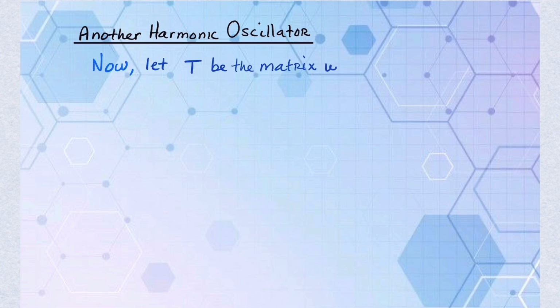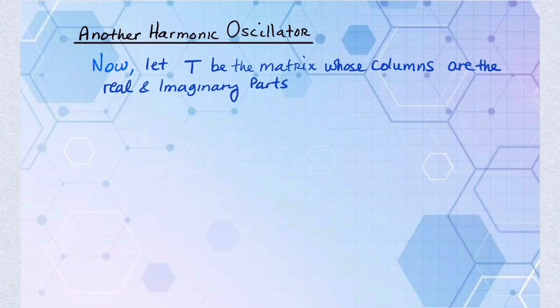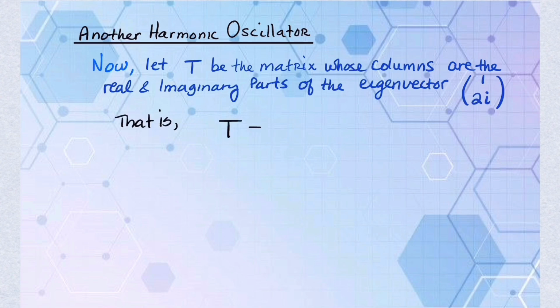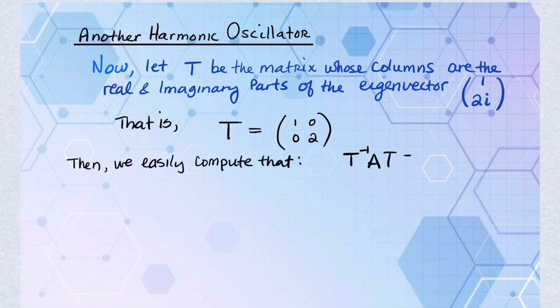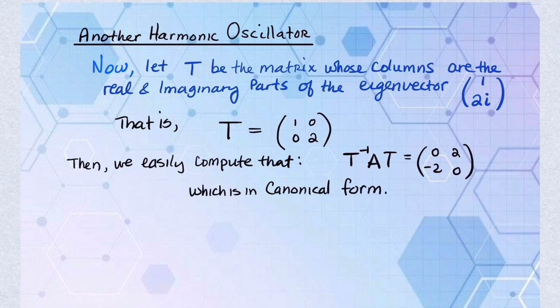So now let us take T to be the matrix whose columns are composed of the real and imaginary vectors that we found. So we have 1 and 2i, and we have real and imaginary parts for that. So then we get the matrix T equals 1, 0, 0, 2. We easily compute T inverse AT to be 0, 2, negative 2, 0. And that is in canonical form.